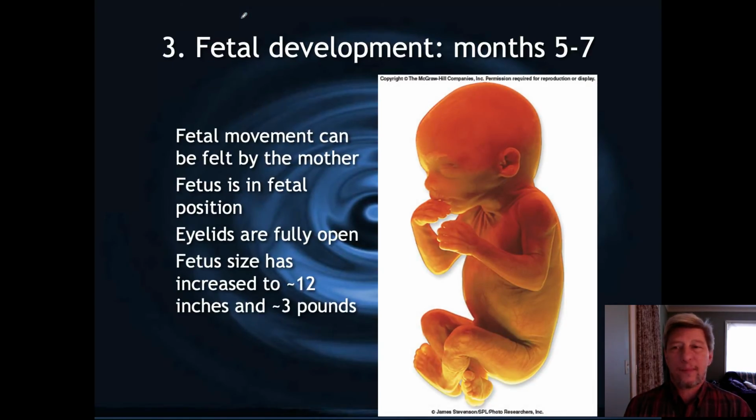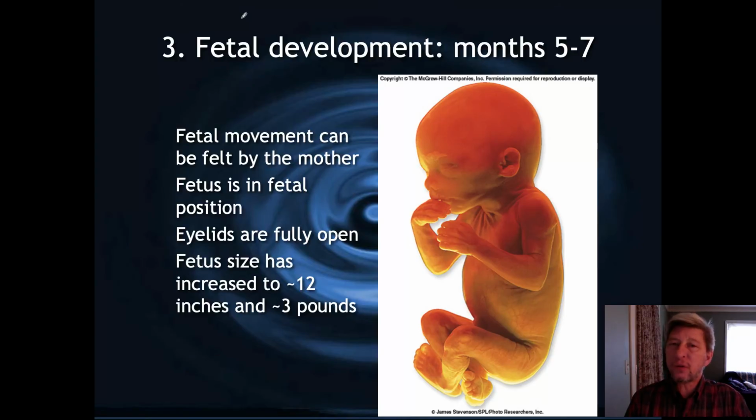Fetal development: between the 5th and the 7th month, fetal movement can be detected by mom. All right, putting her hands on her belly, she can feel the baby kick and that sort of thing. The baby is in the fetal position, as is illustrated in the picture that you see here on the right-hand side. The eyes are open or can open, and the baby has increased to about 12 inches long, so about a foot long, and it weighs about 3 pounds.